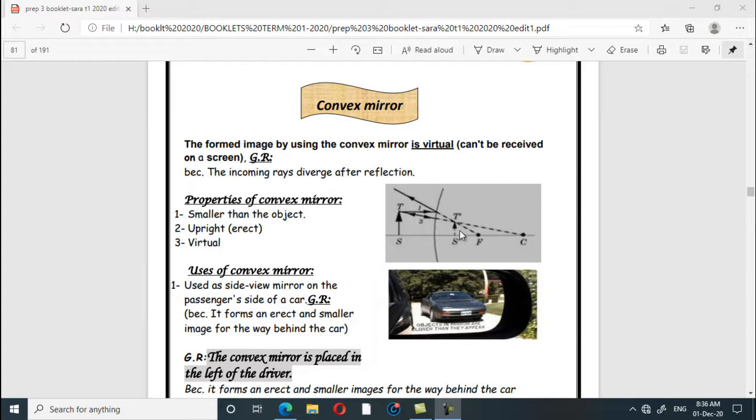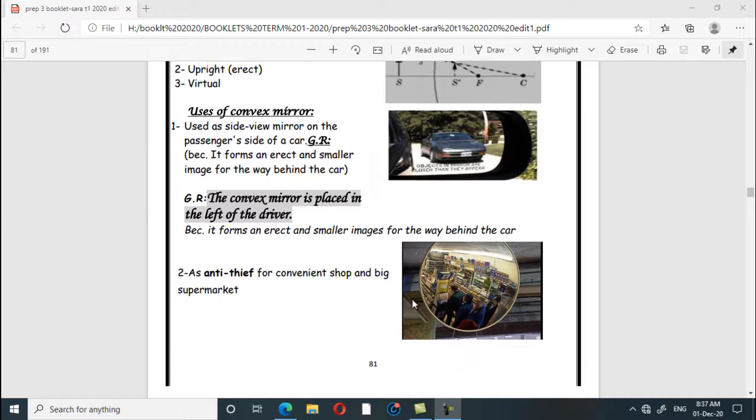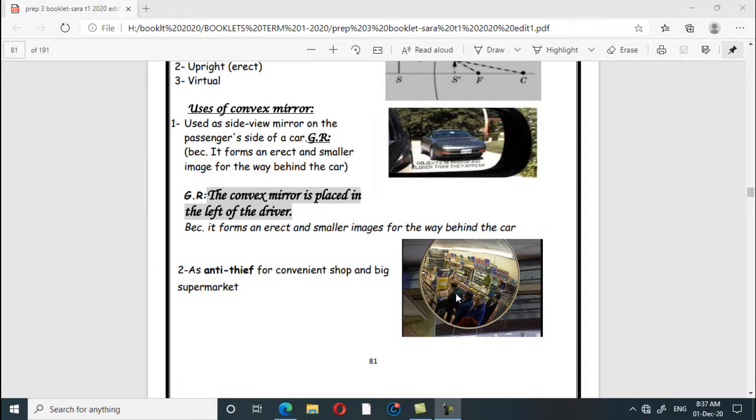This is the same mirror that we can use as a side mirror in a car, which gives a smaller image of all the street, with minimized size and an upright image. Also, we can use it as an anti-theft mirror in the supermarket to give a minimized image of all the supermarket and to watch it more clearly.